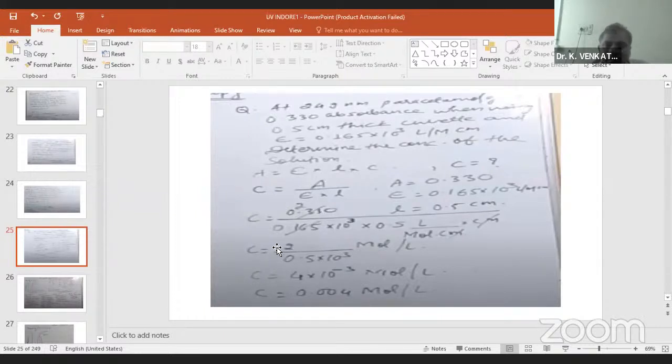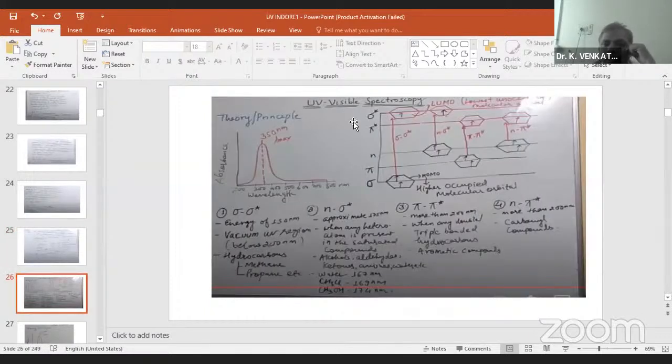Please see the slides, the clear answer is there. If you have any doubts, please ask me and I will explain to you. So we can move to the next slide. Here is UV visible spectroscopy.